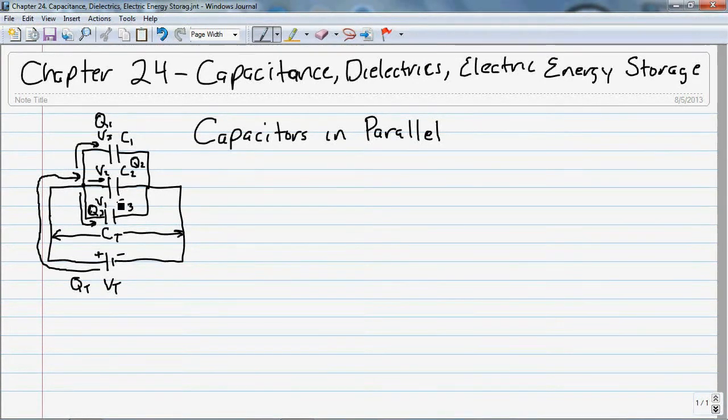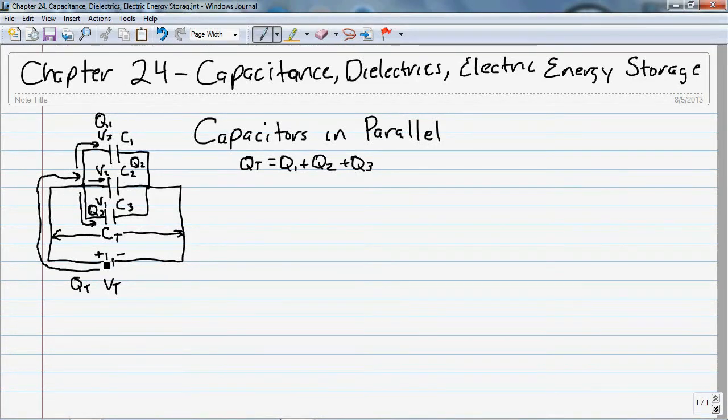So each of these charges have to be the sum of the total charge. So we have QT is equal to Q1 plus Q2 plus Q3.